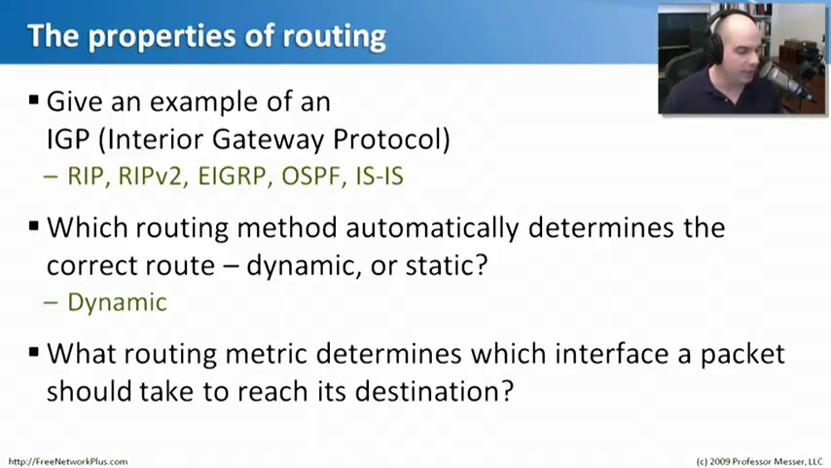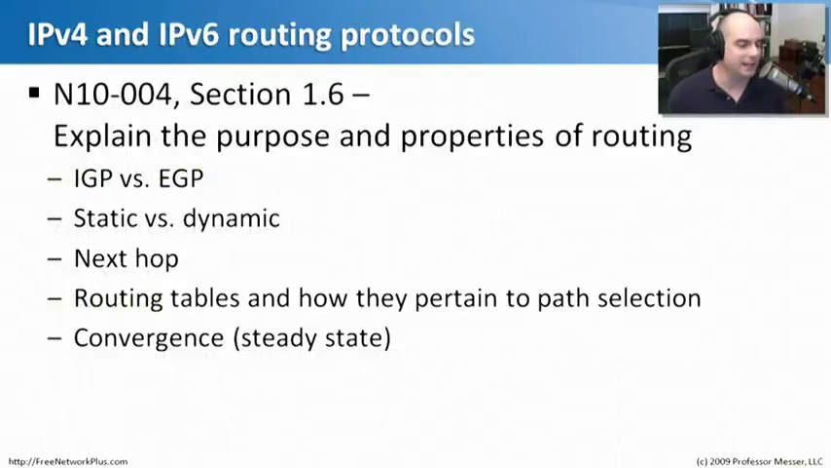Now, what routing metric determines which interface a packet should take to reach its destination? There's an important metric: your router looks at a packet, and now it needs to know where to go. Where does it go? It goes to the next hop. An important idea behind routing tables and what routers do is that next hop.